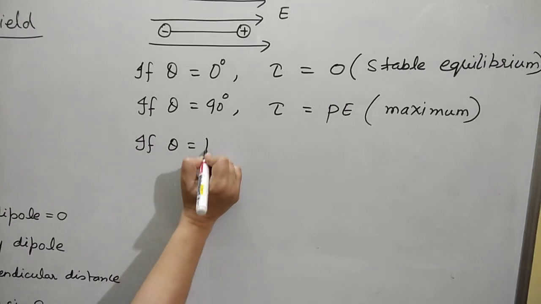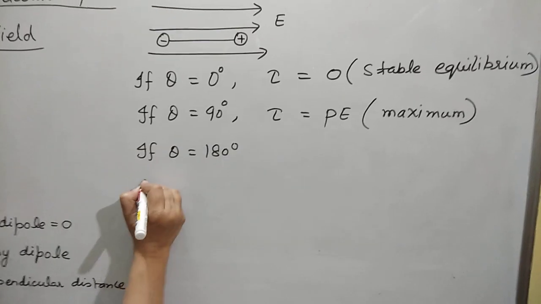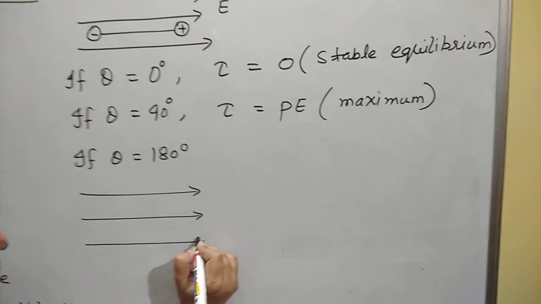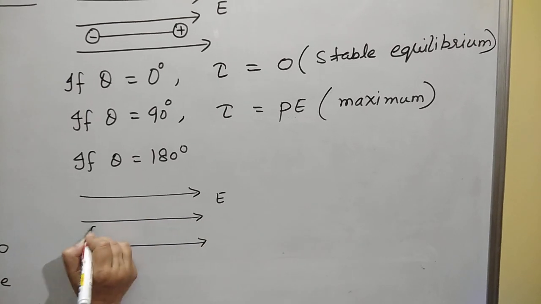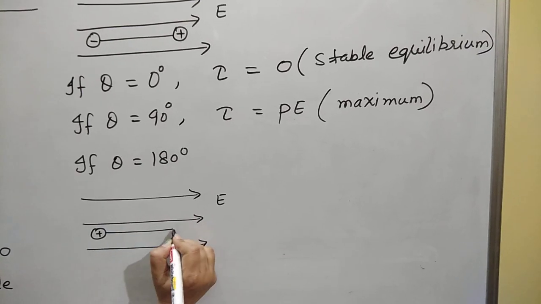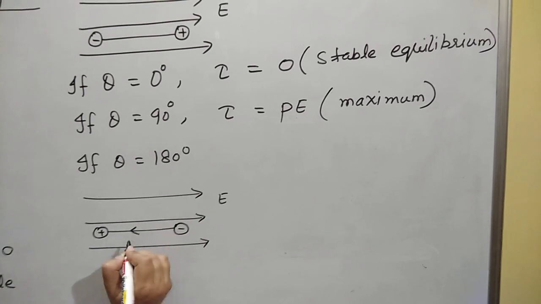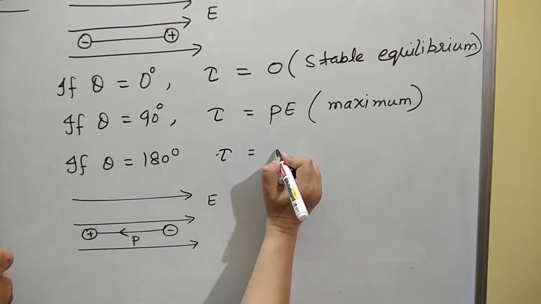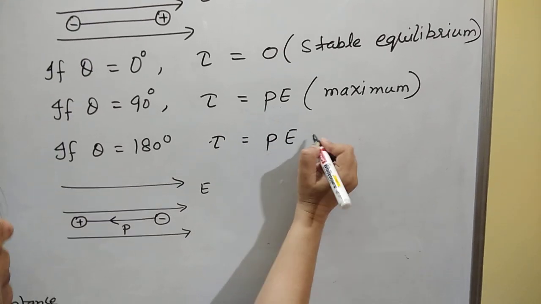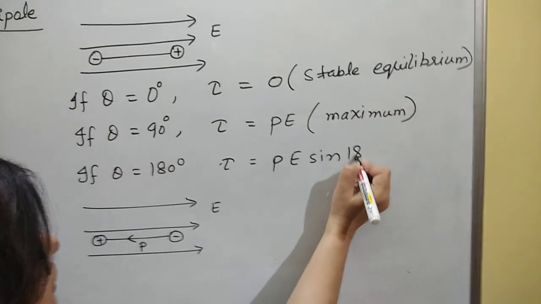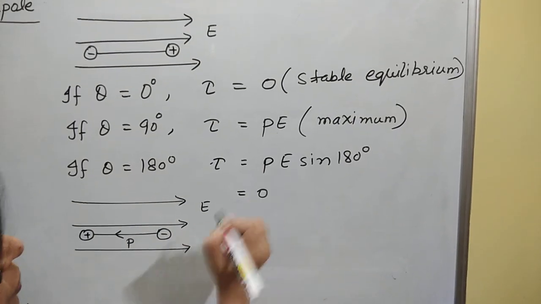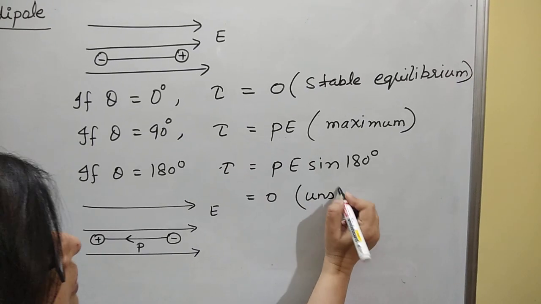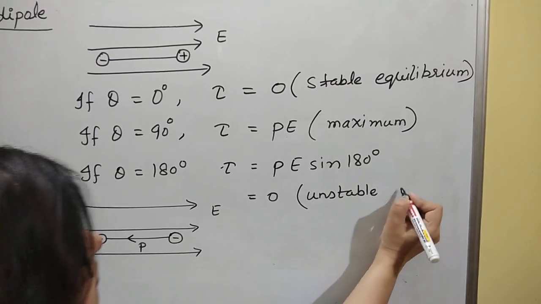If theta is 180 degree, that means its dipole moment is opposite to the electric field. In this case also, torque will be PE sine 180 degree. This is also 0. So this is also a position of equilibrium, but this equilibrium will be unstable equilibrium.